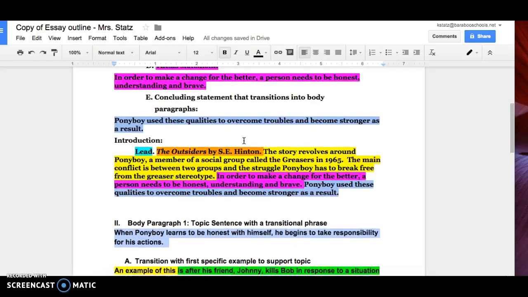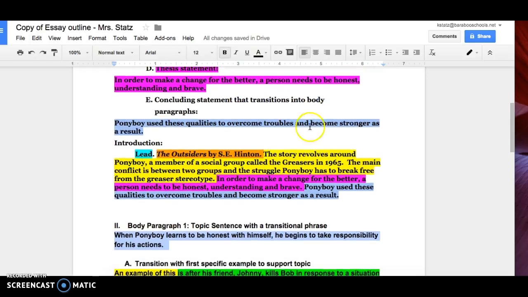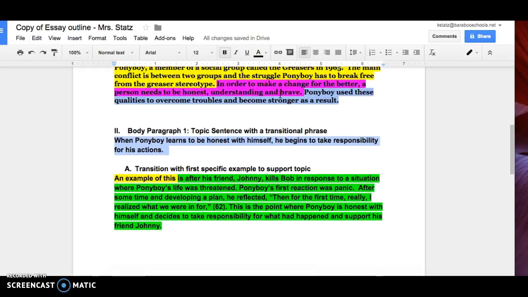So again, I'm going to keep going back to my thesis statement about in order to make a change for the better, a person needs to be honest, understanding, and brave. So this paragraph is going to talk about Ponyboy's honesty. So you want to keep going back to that thesis statement and look at that and then make sure that when you are doing your body paragraphs that you are proving that thesis statement.